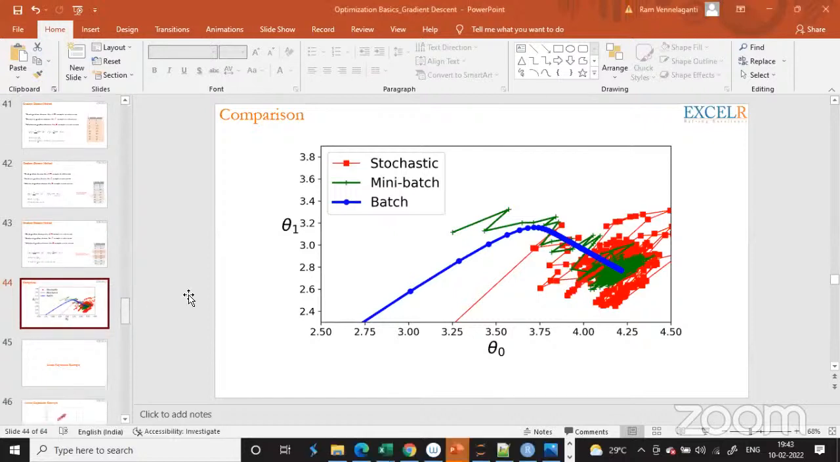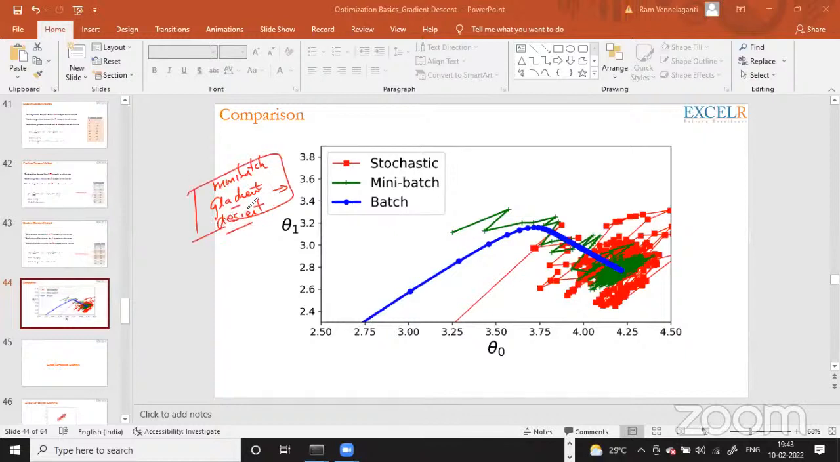So now, what is the best gradient descent variant we have? It is mini batch gradient descent. Keep this concept at the back of your mind, and then we are going to apply these concepts. Mini batch gradient descent.